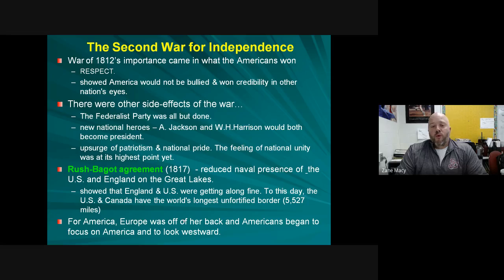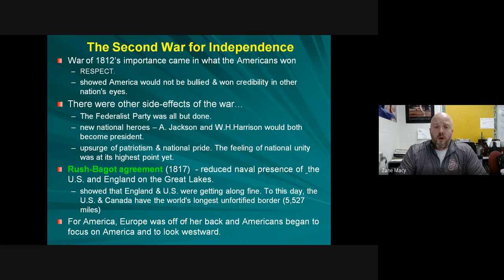Other effects of the war is, by this point, the Federalist Party is all but done. Within a couple of years, the Federalist Party basically won't exist anymore. We have at least two major national heroes. Andrew Jackson and William Henry Harrison eventually would both become presidents. They made their names to the American people during the War of 1812.